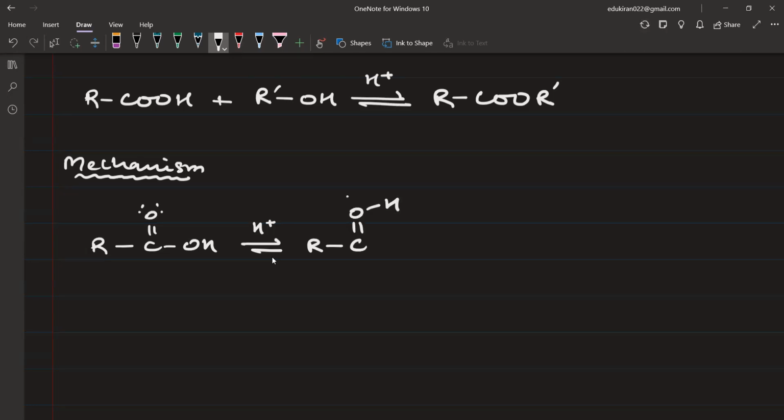You will have H, and this oxygen will get a positive charge, and here you have OH as it is. Now this carbon atom is going to be highly delta positive because it is attached to the oxygen atom, and oxygen has a positive charge. So here R dash OH comes with its lone pair of electrons on the oxygen atom, and this attacks the carbon atom like this. This is delta positive. As soon as it attacks this carbon atom, it gives the pi electron to oxygen.